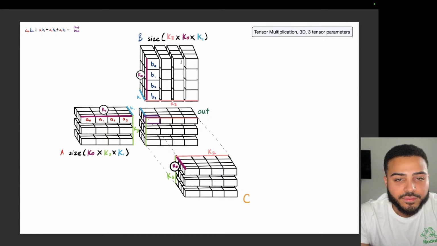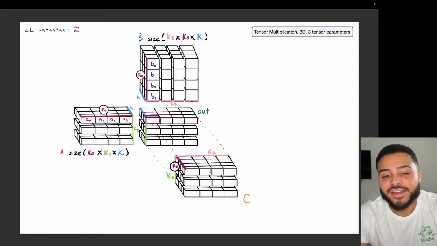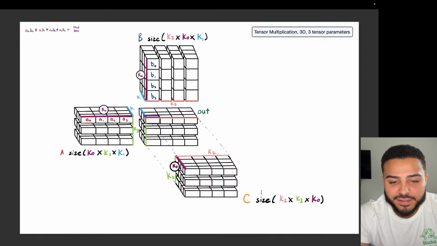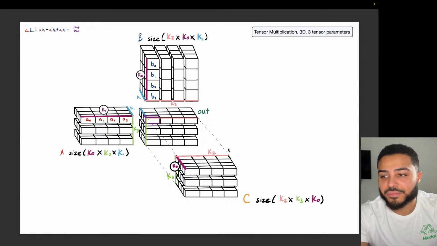For B, we would have K0, K2, and then K1. And then for C, we would have, at least I consistently got it wrong, K3 rows, K2 columns, and a depth of K0. And obviously all these colors match.